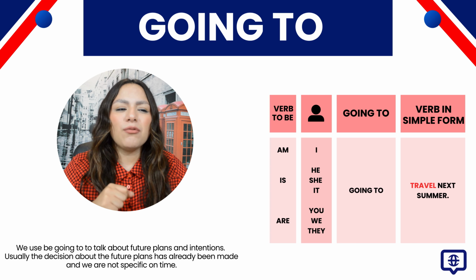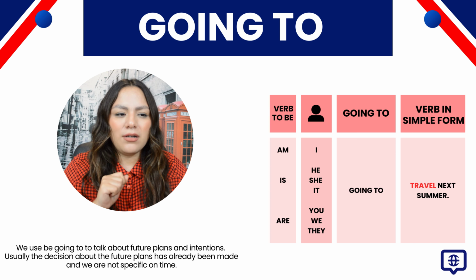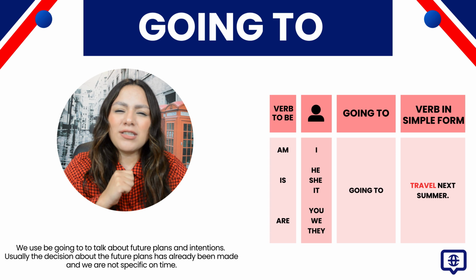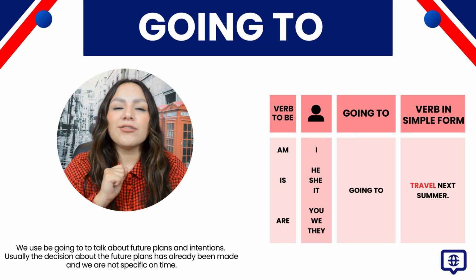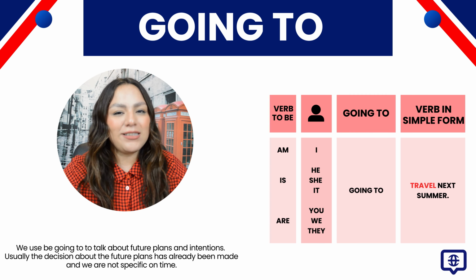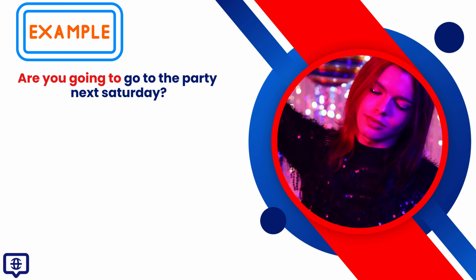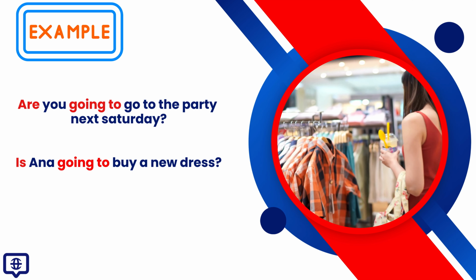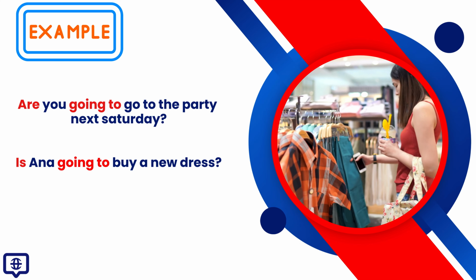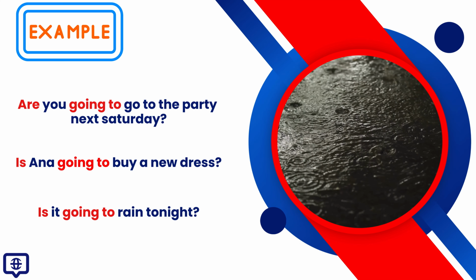Let's do one example with the verb to be are. Are we going to travel next summer? Can you see? It's very simple to structure questions for future plans. Are you going to go to the party next Saturday? Is Anna going to buy a new dress? Is it going to rain tonight?